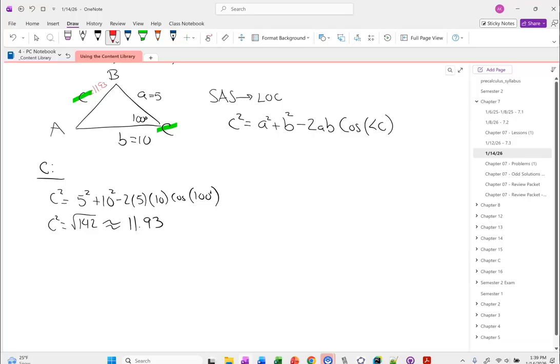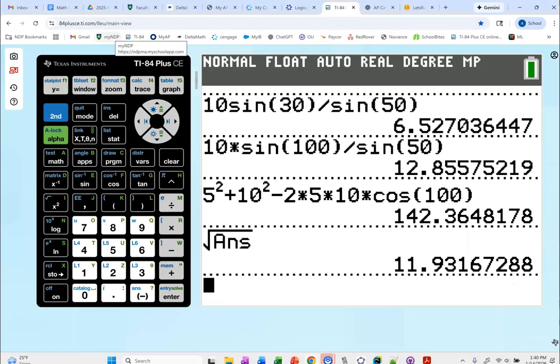Wait, for the 142, I got 142.364. Well, I square rooted the whole thing. Look at the calculator, what I did. Square root of the whole thing. How do you square root it if I already have it? See how it says in blue ANS on that button? The second button gives you the ANS, which is just whatever the last answer in your calculator is. Oh. Okay.